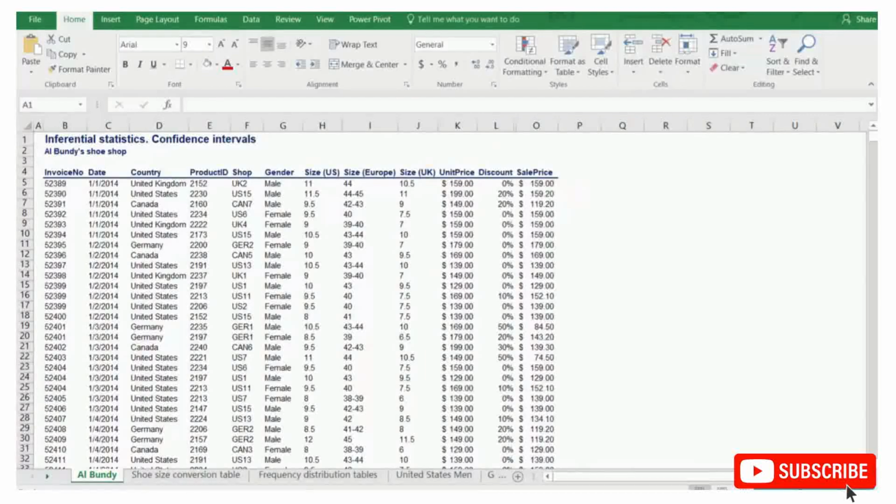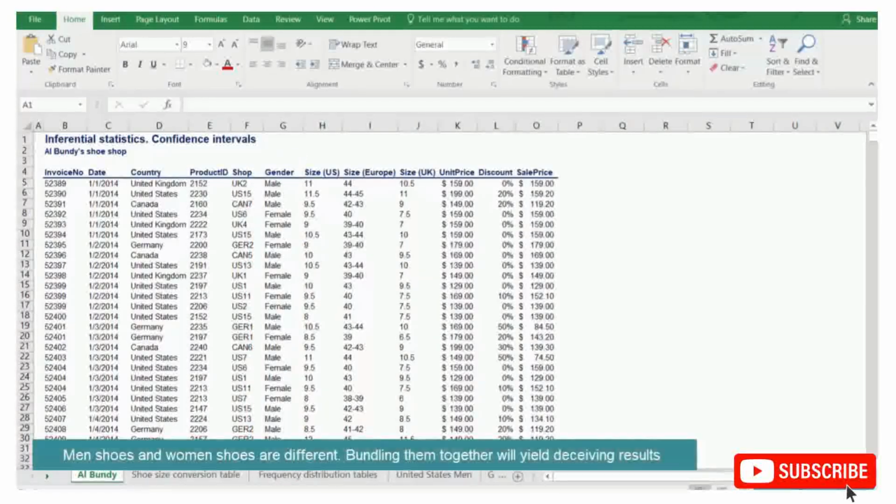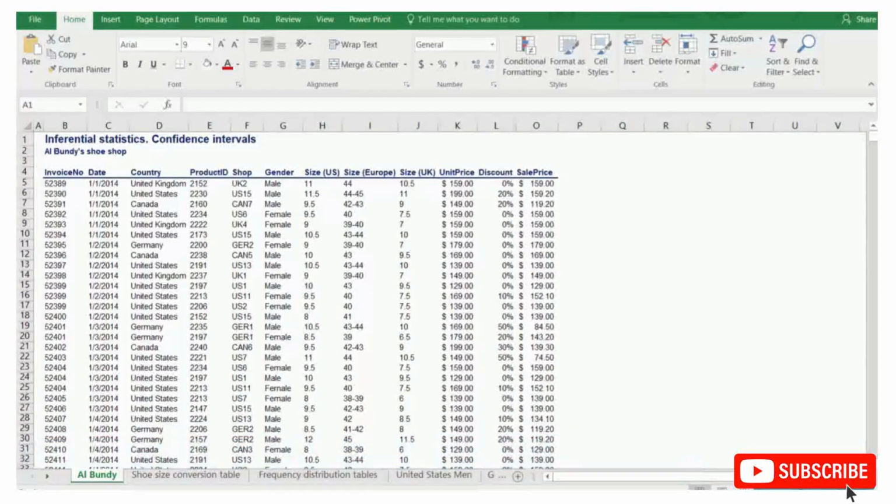Let's begin our analysis. First, we should determine if that's sample or population data. It's obviously a sample, not the population of sales, given we have just 3 years of data. Second, we want to get to know the dataset better. There are 2 big subgroups in our data: men's shoes and women's shoes. They are different, and bundling them when making predictions will yield deceiving results. Not only feet differ by gender, but also there are different shoe types and models.